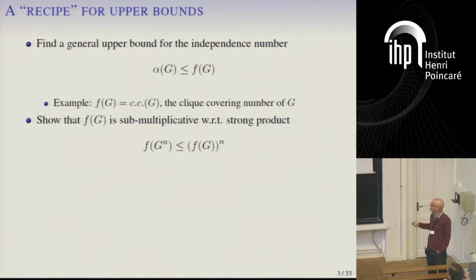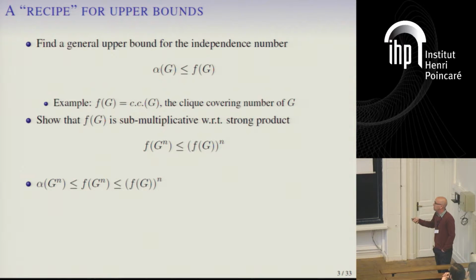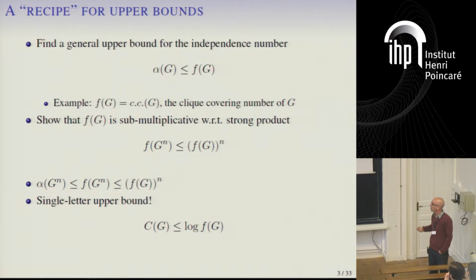If this happens, and this happens for clique covers because the product of two cliques is a clique, then you easily get that alpha of G to the n is upper bounded by f of G to the power of n, and you got yourself a single letter upper bound. The zero-error capacity is upper bounded by log of this f of G. And of course, the whole idea here is how to find this good f of G, right? This is the part that is difficult.